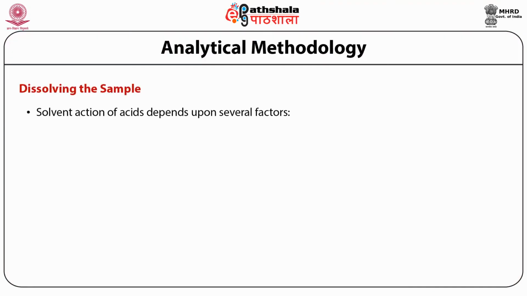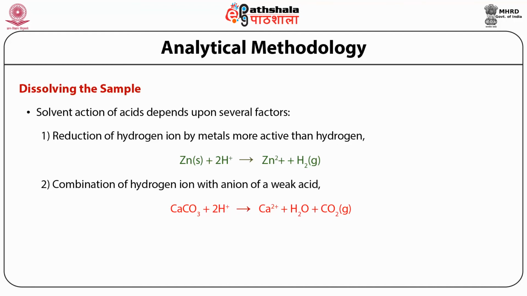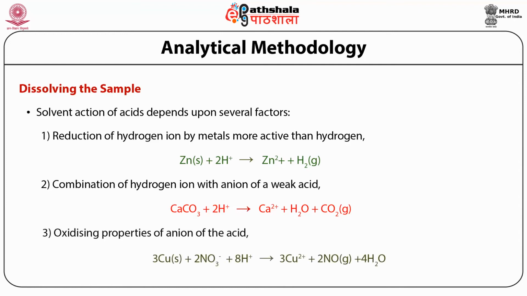The solvent action of acids depends upon several factors. One of the factors is the reduction of hydrogen ion by metals more active than hydrogen. For example, when zinc metal is dissolved in hydrochloric acid, it gives zinc ions and hydrogen gas is evolved. Another is the combination of hydrogen ion with the anion of a weak acid, for example, reaction of calcium carbonate with acid gives calcium ions and carbon dioxide gas is evolved. Similarly, the oxidizing properties of the anion of the acid are utilized for the evolution of nitrogen oxide. When copper metal reacts with nitric acid, it gives copper ions and nitric oxide gas is evolved.